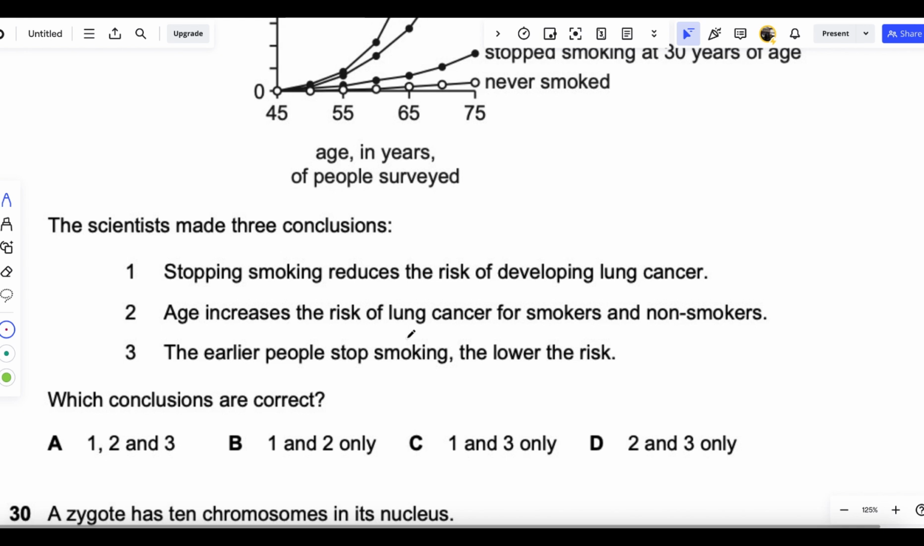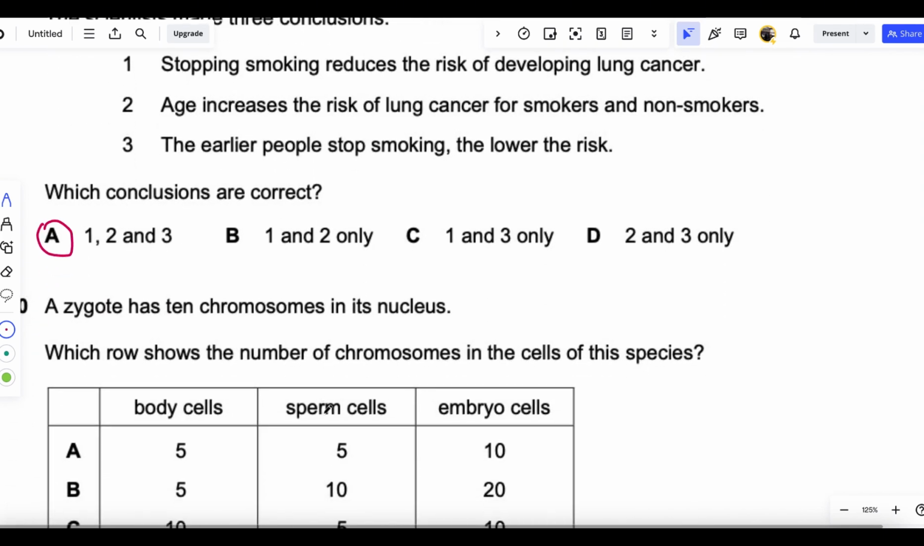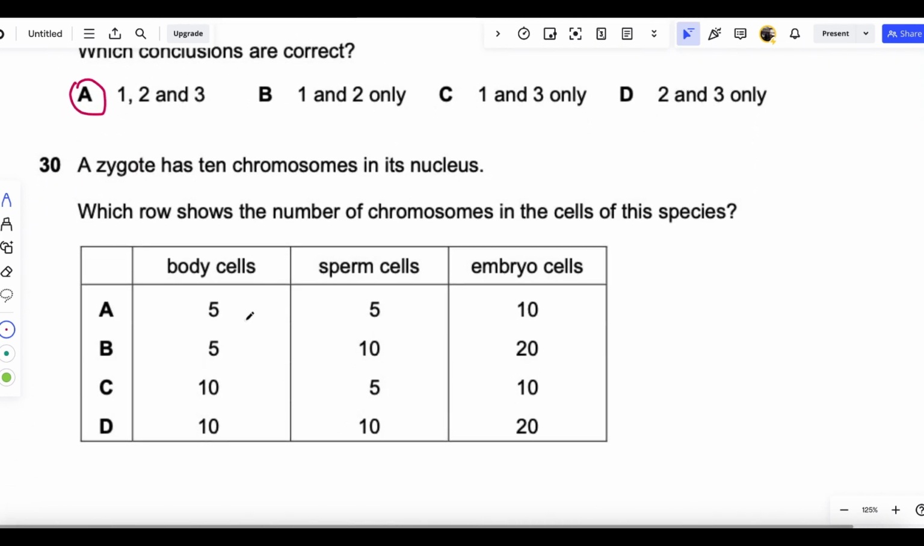Age increases the risk of lung cancer for smokers and non-smokers. Yes. The earlier people stop smoking, the lower the risk. Yes. All 3 are correct, so we look for that option. Which conclusions are correct? 1, 2, 3. So our answer will be A. The earlier you stop, the more you reduce your risk of getting lung cancer.